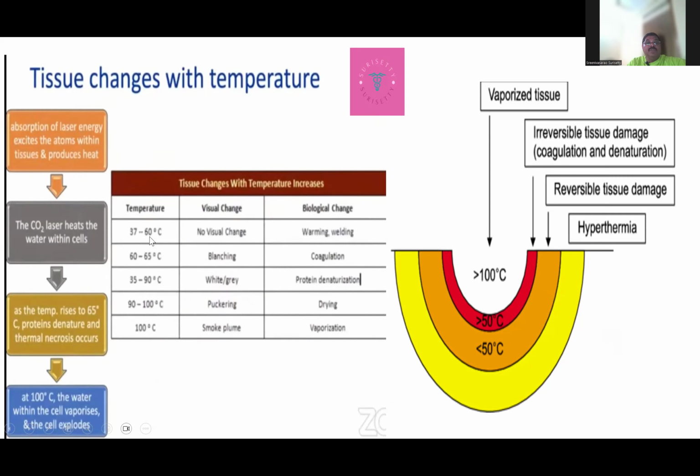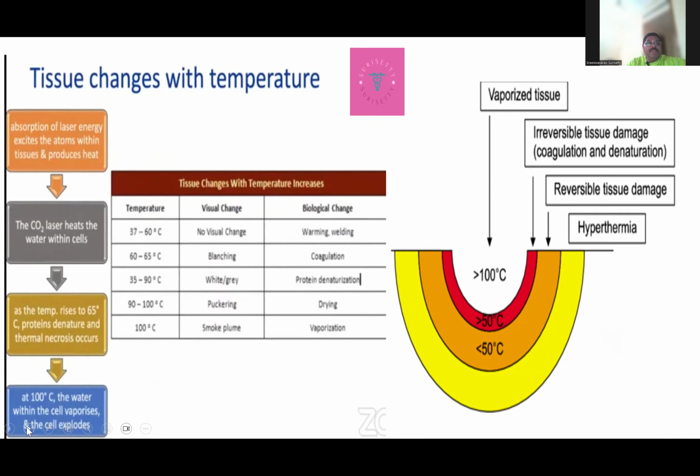So at 37 to 60 degrees centigrade, no visual change will occur. The biological change is warming and welding. At 60 to 65, blanching and coagulation will occur. At 65 to 90 degrees, white and gray discoloration, you can see the visual change, and protein will be denatured. At 90 to 100 degrees, you can see puckering and drying of the tissue. And at 100 degrees centigrade, smoke plumes and vaporization of the tissue will occur.